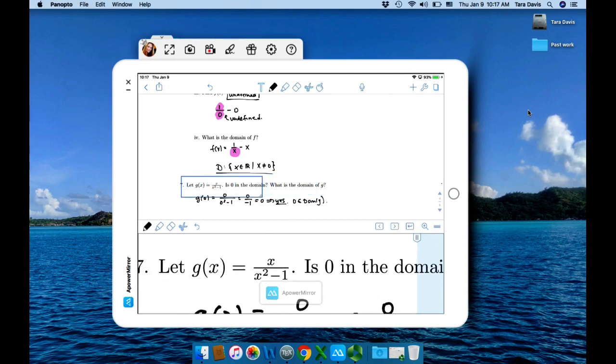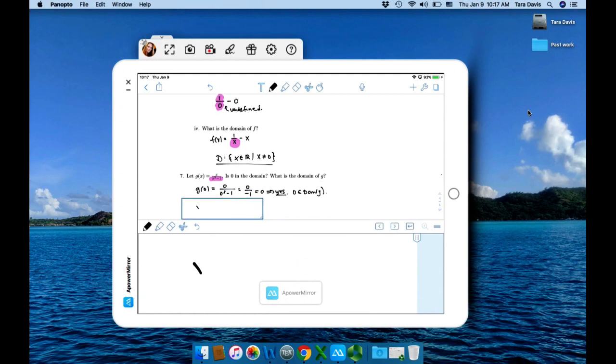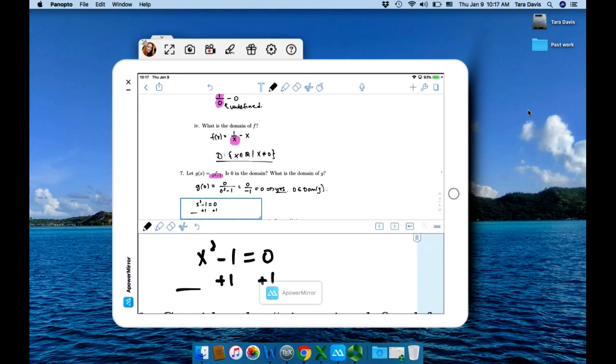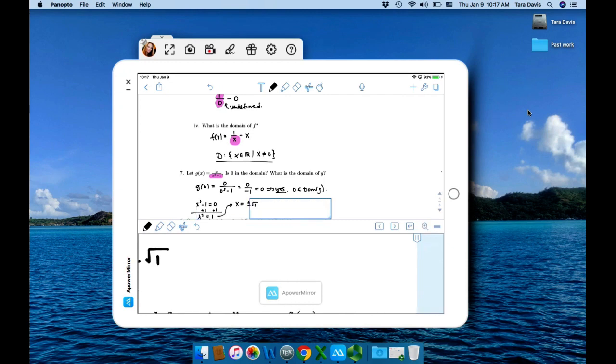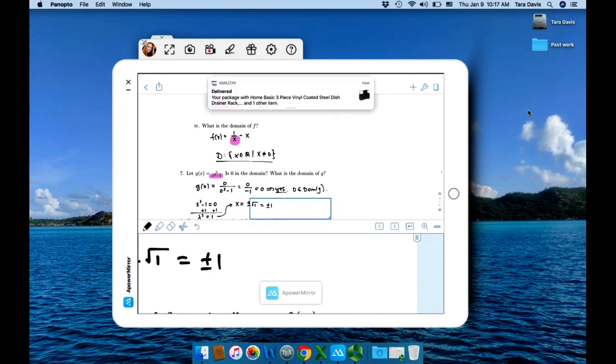So take a look. Well, I'm going to have a problem when the denominator is 0. So that's letting me know that if x squared minus 1 equals 0, x will not be in the domain. I can add 1 to both sides. So this is saying that x squared equals 1 is not allowed. And then I can take the square root of both sides. So x equals plus and minus the square root of 1, which is equal to plus and minus 1, is, sorry, not allowed.